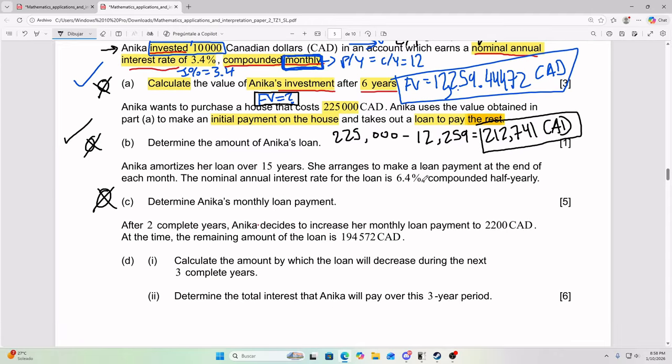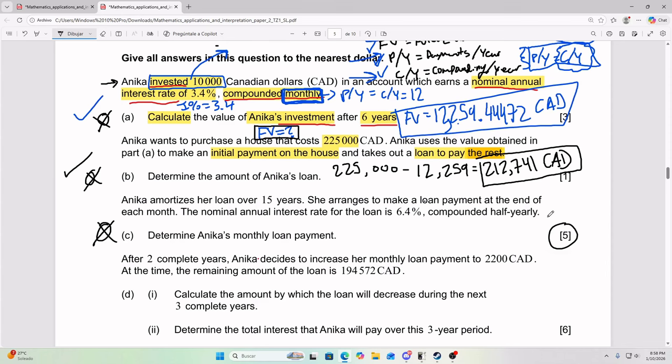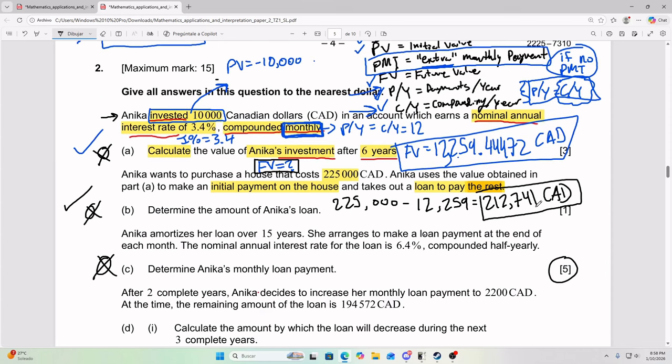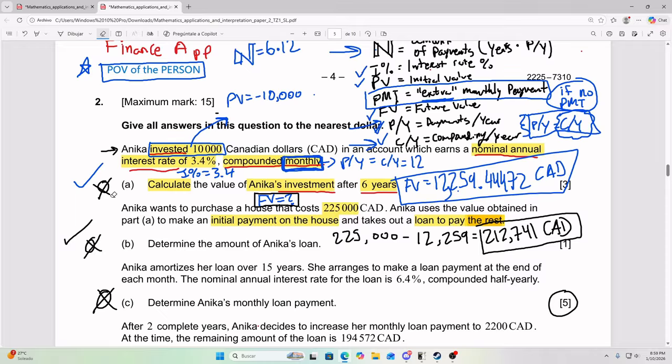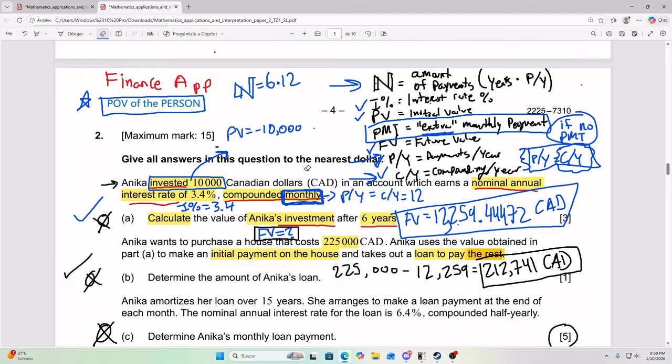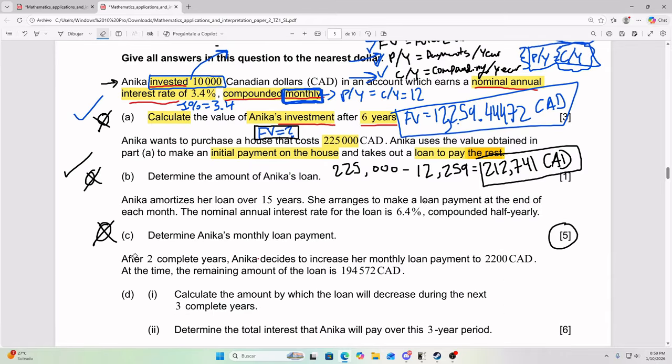Part C is where it gets juicy, and it is worth 5. This is where the real challenge begins: do you really understand the finance app? The cool thing about the finance app exercise is that it always shows up. So if you learn this well enough, you should be able to tackle most of the exercise. Notice that part B is intuition, part A is understanding the basic functions of the finance app, and part C is where it gets more exciting. Now, why does it get more exciting?